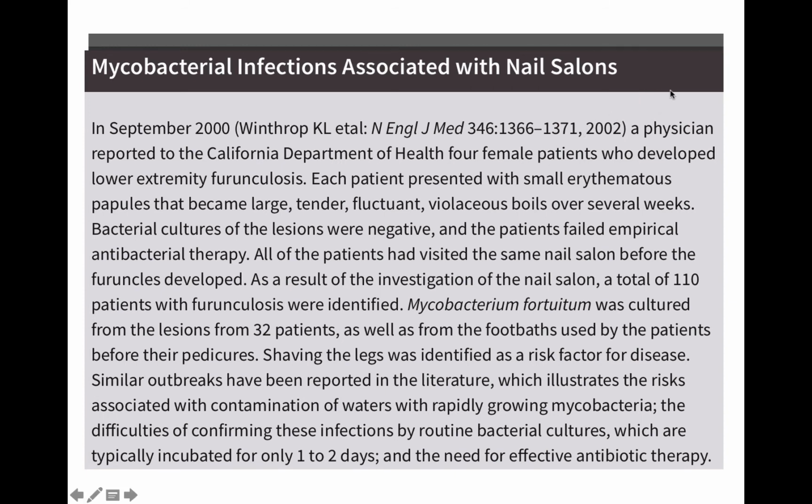So there were 4 female patients reported to the California Department of Public Health who had lower extremity boils on their lower limbs. They were originally small and red, they became large, tender, they had fluid in them, and then they were kind of a reddish purple color. The cultures were negative. The patients failed normal therapy. They had all been to the same nail salon before the lesions developed.